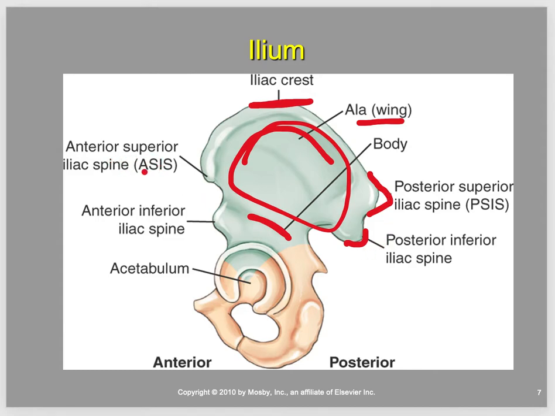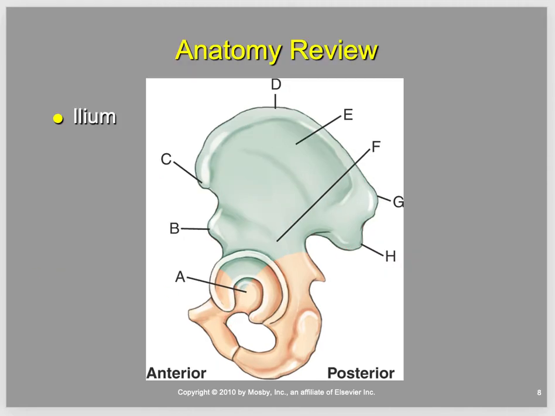We have an ASIS, which is the anterior superior iliac spine, the superior portion. We also have an inferior iliac spine, so anterior inferior iliac spine. And then of course the acetabulum, where the head of the femur fits into the socket there.